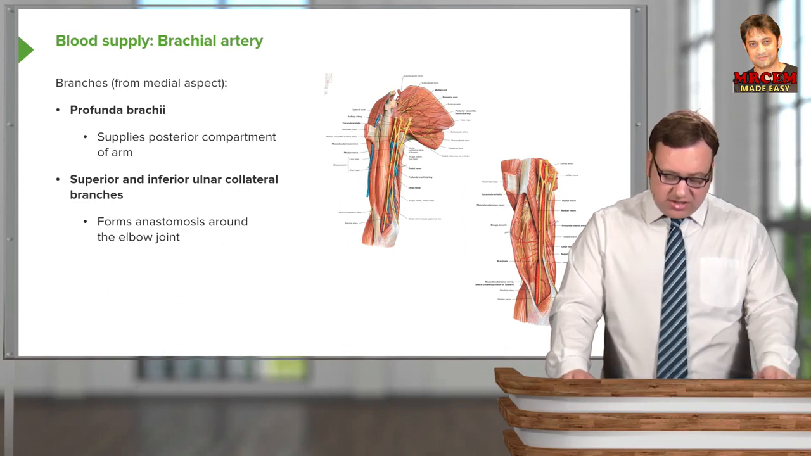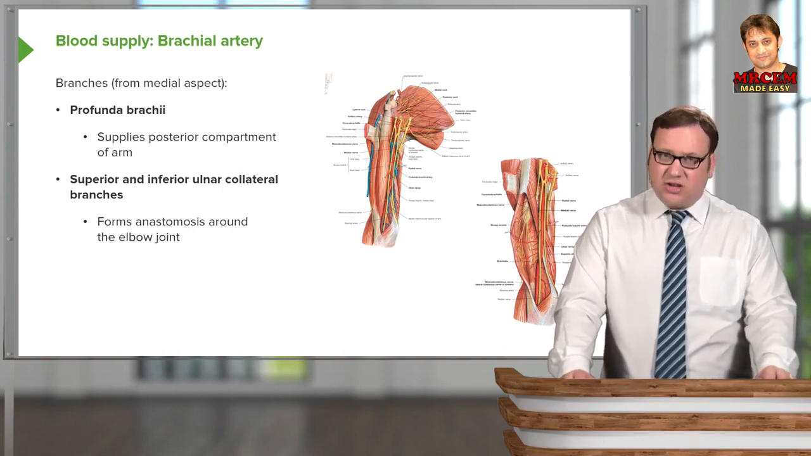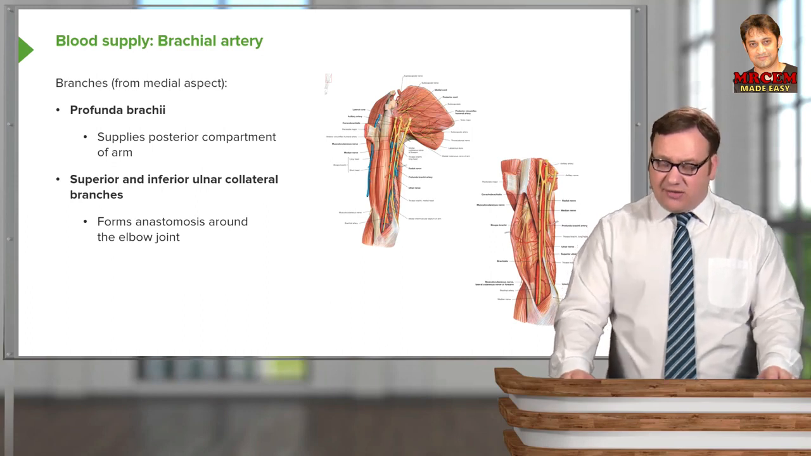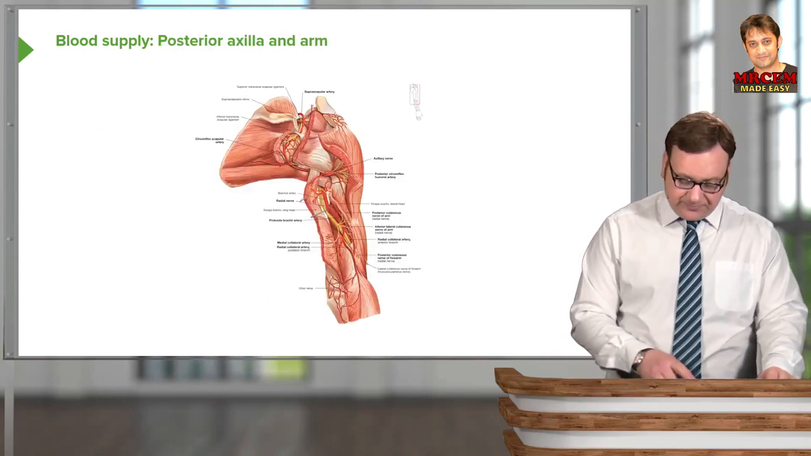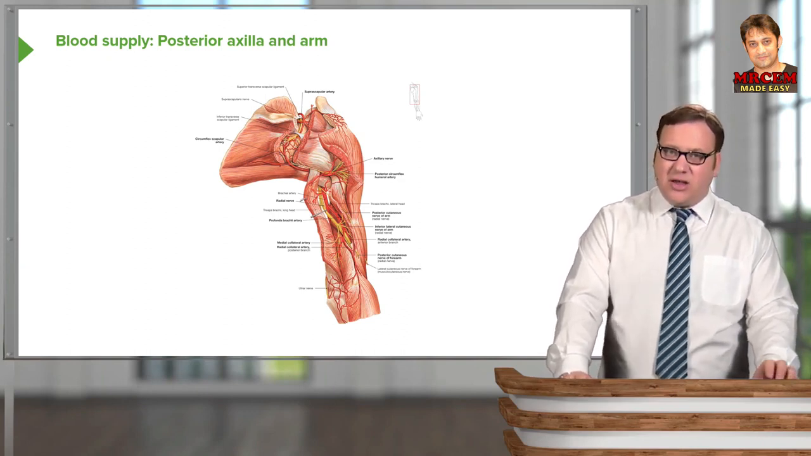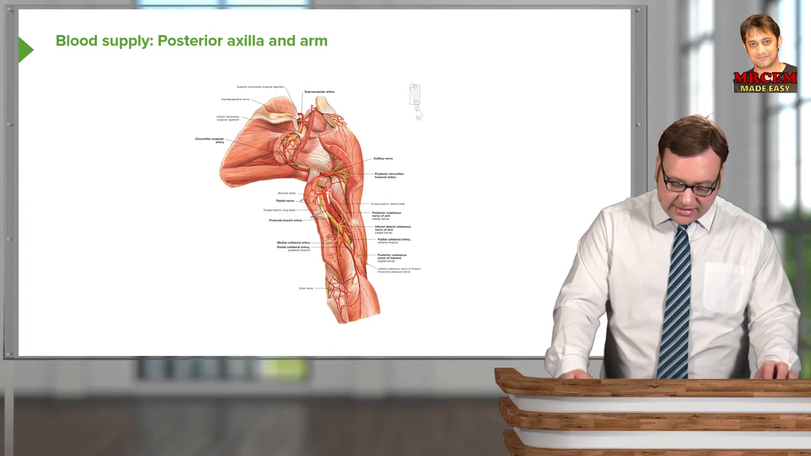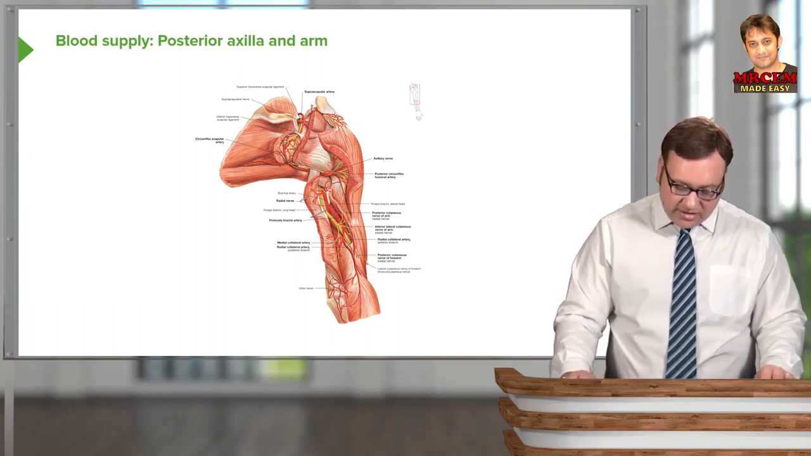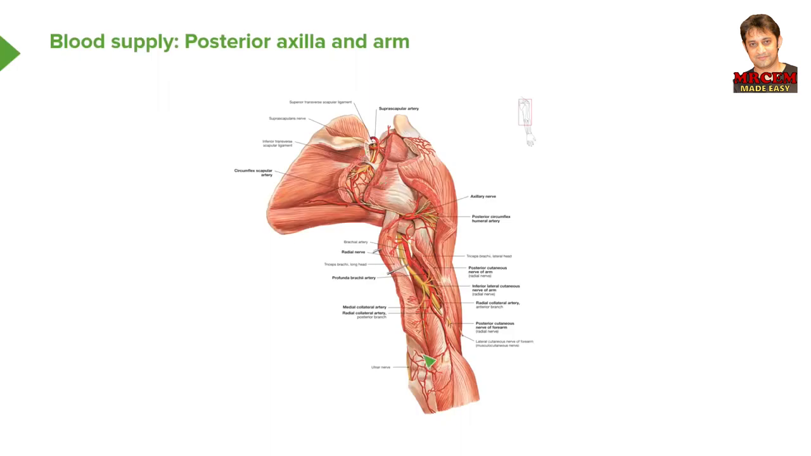But some of these branches come from the brachial artery. These are the superior and inferior collateral branches. So now let's look at the posterior aspect of the arm and also the axilla and some of these scapular branches that I've been talking about. And here in the diagram, we can see the posterior aspect of the upper limb, its shoulder region and the humerus in the arm region here on the right upper limb.